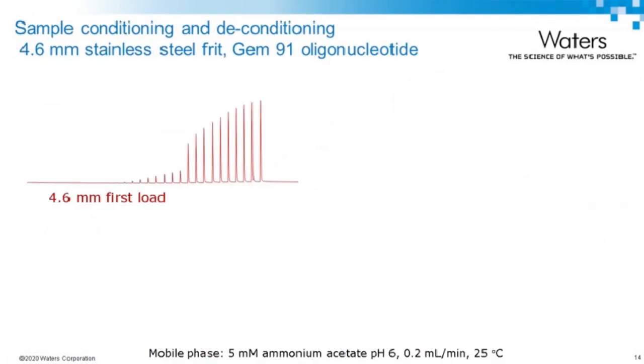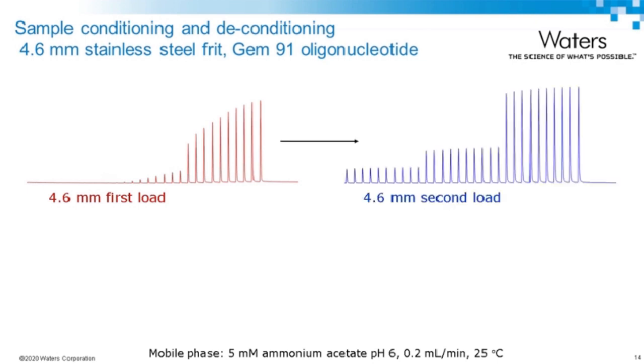We talked about this sample conditioning experiment, and you may ask yourself a question: how permanent is the sample conditioning of your metal surfaces and frits? This experiment gives us an answer. We take a 4.6 millimeter stainless steel frit, and we perform an experiment with a 25-mer oligonucleotide, and after 30 injections, the frit is more or less passivated. Then, after the experiment stops, we restart it and perform it once again.